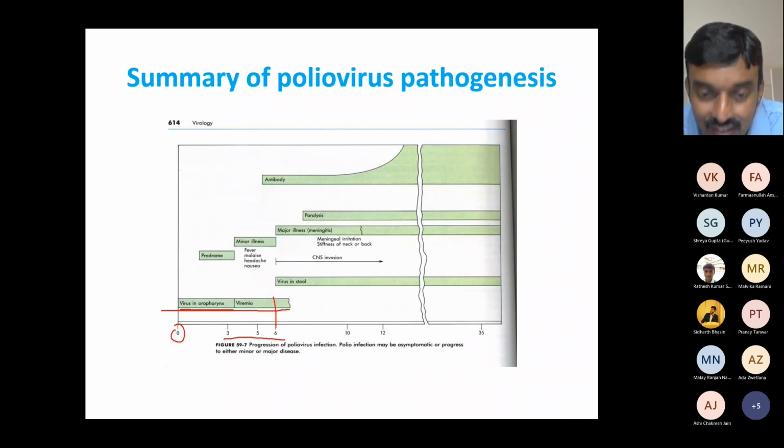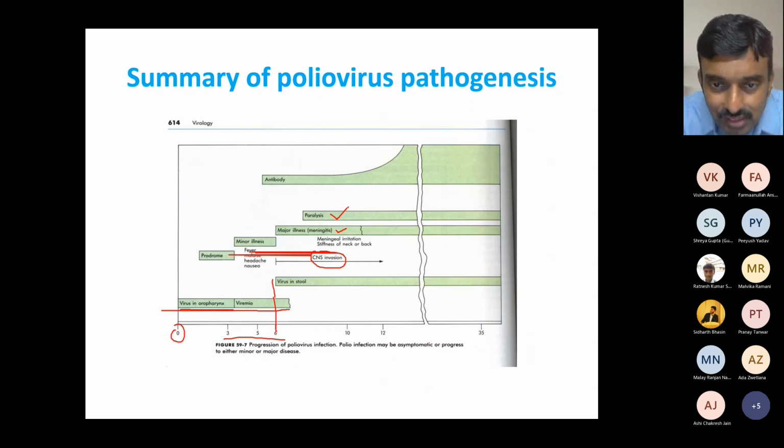Within 1 week, there is enough virus in the blood, and that can cross over to the brain. This is the CNS invasion. It can cross over to the brain, and then it can cause what is referred to as a major illness. That can be just meningitis, which is the minor form, or paralysis. And paralysis can be 2 types: paralysis of one lower limb usually, which is the spinal form and the milder form, or paralysis of the respiratory muscles, damage to the neurons in the respiratory center, and that's called bulbar form of poliomyelitis.